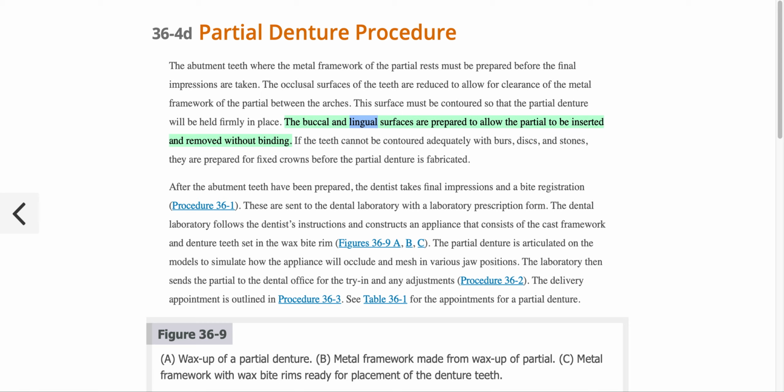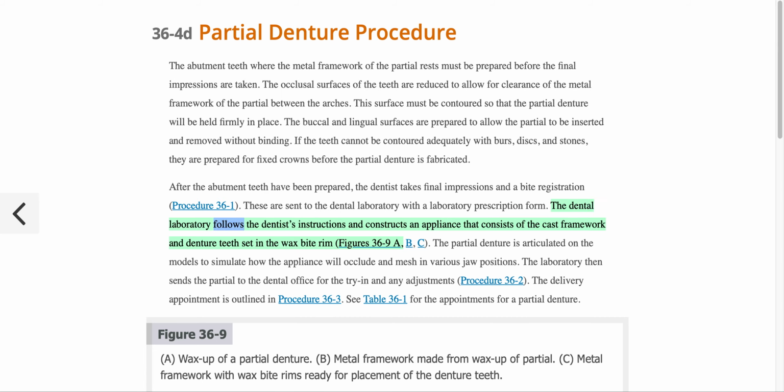The buccal and lingual surfaces are prepared to allow the partial to be inserted and removed without binding. If the teeth cannot be contoured adequately with burrs, discs, and stones, they are prepared for fixed crowns before the partial denture is fabricated. After the abutment teeth have been prepared, the dentist takes final impressions and a bite registration, procedure 36-1. These are sent to the dental laboratory with a laboratory prescription form.